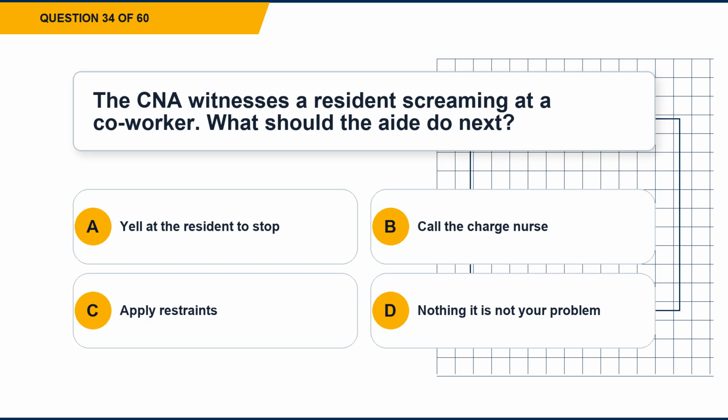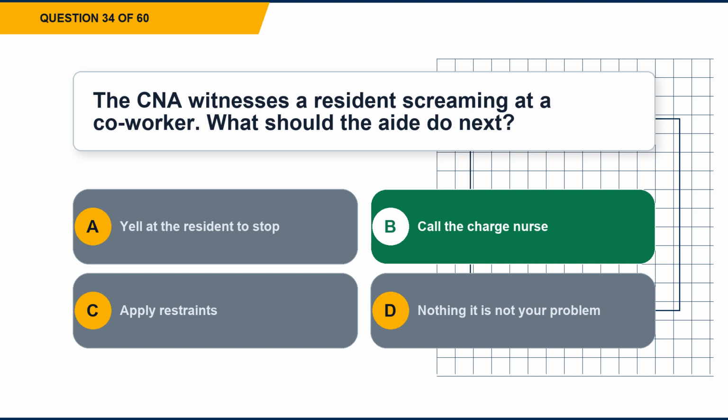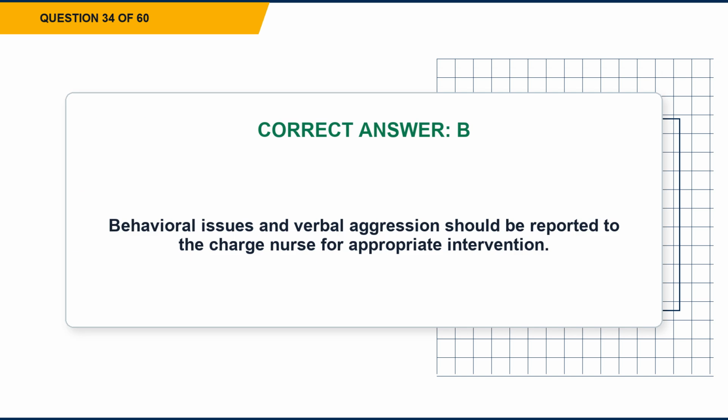Question 34. The CNA witnesses a resident screaming at a coworker. What should the aide do next? Option A, yell at the resident to stop. Option B, call the charge nurse. Option C, apply restraints. Option D, nothing, it is not your problem. The correct answer is option B, call the charge nurse. Explanation: behavioral issues and verbal aggression should be reported to the charge nurse for appropriate intervention.